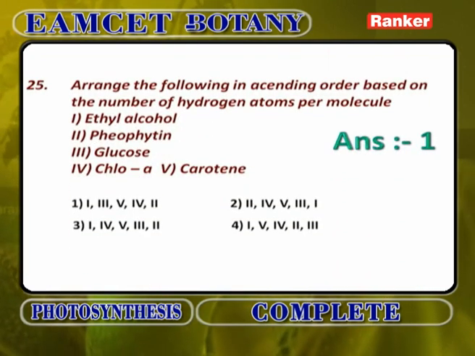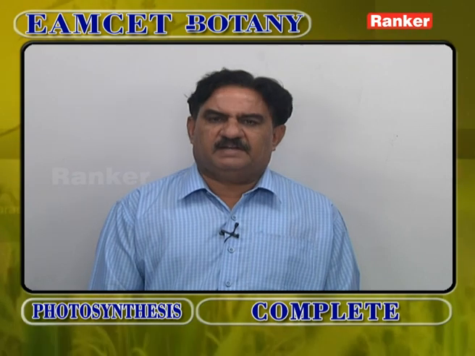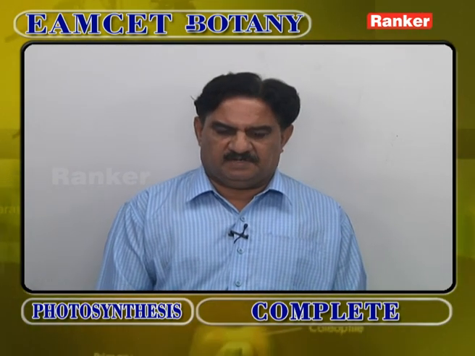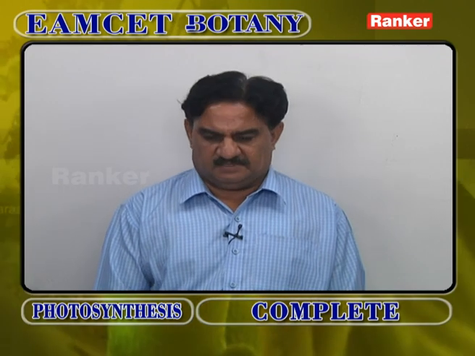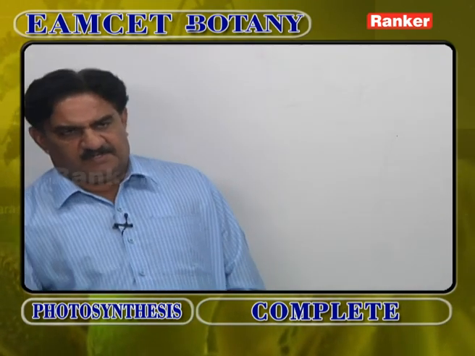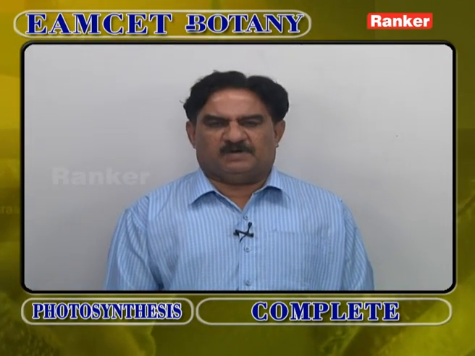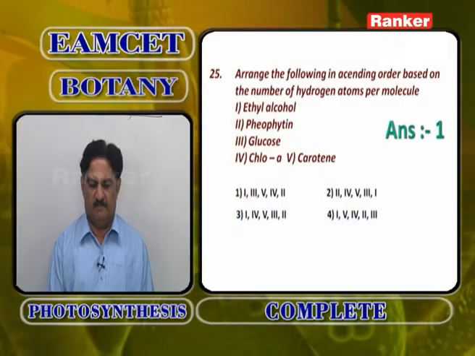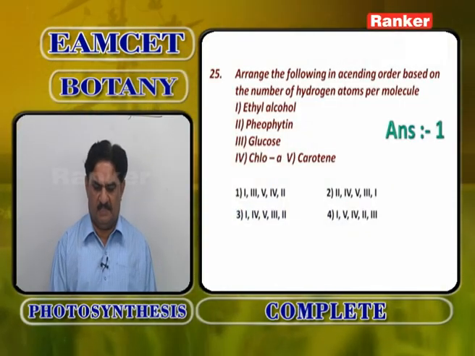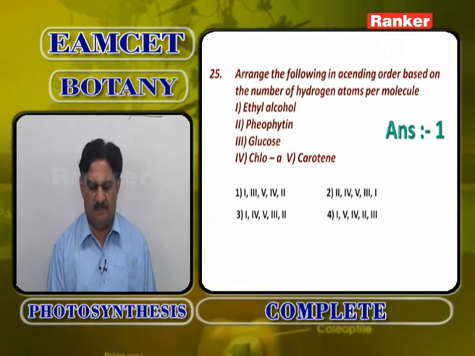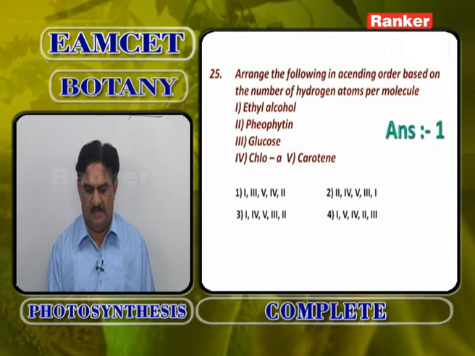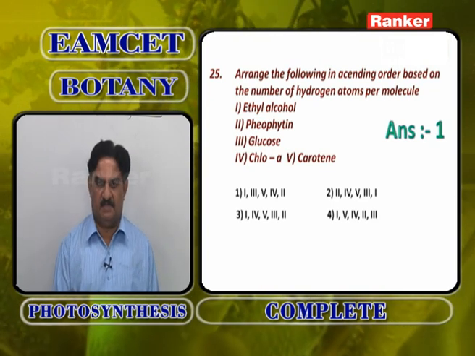Arrange the following in ascending order based on the number of hydrogen atoms per molecule. Ethyl alcohol C2H5OH, so only 5. Pheophytin C55H74, so 74. Glucose C6H12O6. Chlorophyll A C55H72. Carotene C40H56. According to this, first is 1, then 3 is glucose, ethyl alcohol 5, glucose 6, then 5 carotene, then 4 is chlorophyll A, then 2 pheophytin because H74.